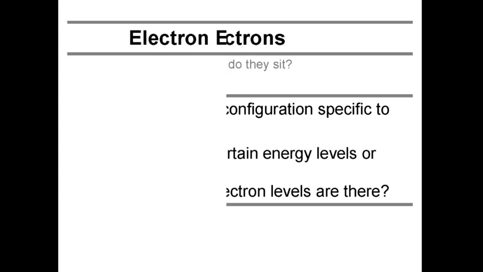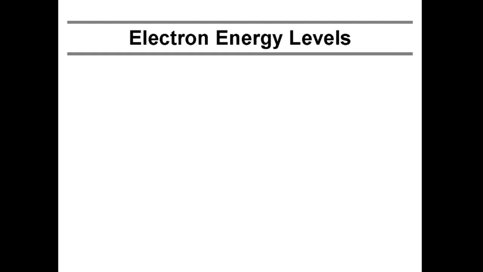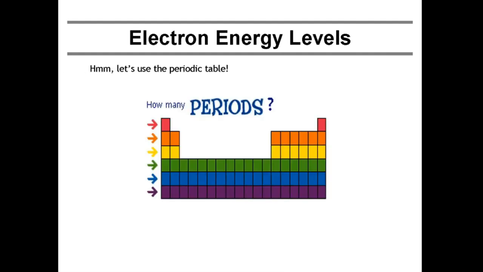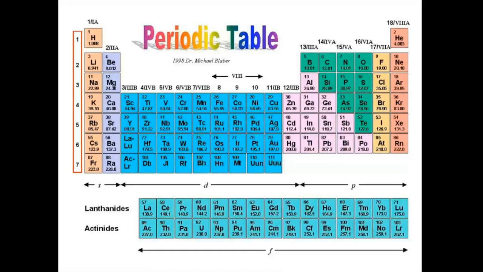Let's see if we can figure this one out real quick. So electron, and we call it also electron energy levels. Let's do this. Let's use a periodic table. How many periods do we have? If you take a periodic table and count all the periods, and here is a periodic table for you. And we're gonna count periods, and here's what you see. 1, 2, 3, 4, 5, 6, 7.